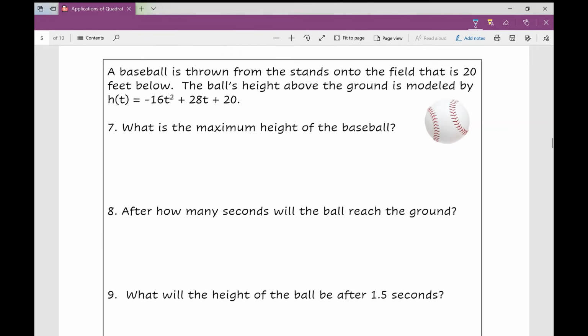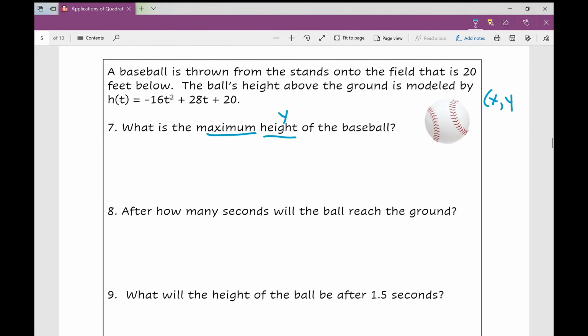The ball's height above the ground is modeled by h of t equals negative 16t squared plus 28t plus 20. What is the maximum height of the baseball? Maximum height. I'm looking for a y value, right? Because that's height.